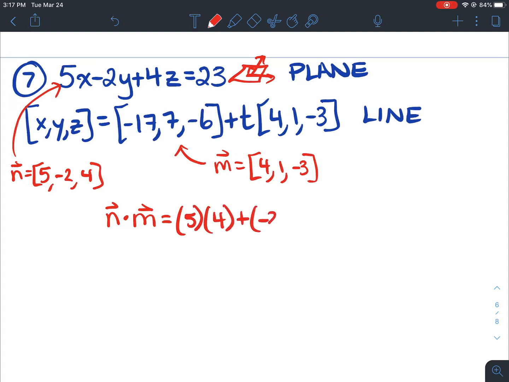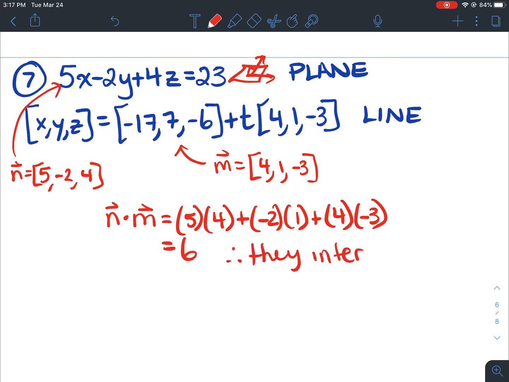So, this one, it's 4 times -3. So that's going to equal 6. Okay, so therefore, they do intersect.